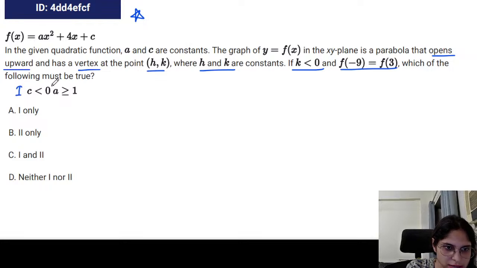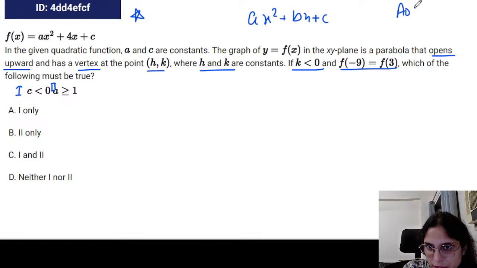First is c is less than 0. Second is a is greater than 1. Now standard form is given to you. We told you that in standard form c is your y-intercept, but in standard form you can also find the value of h, the axis of symmetry, the x value of the vertex. So in standard form, ax square plus bx plus c, your axis of symmetry is x is equal to negative b over 2a, and this x is equal to h, the x value of the vertex.